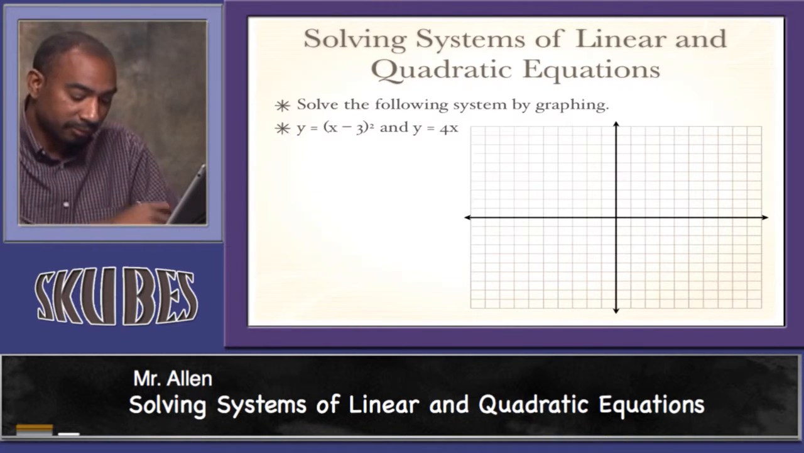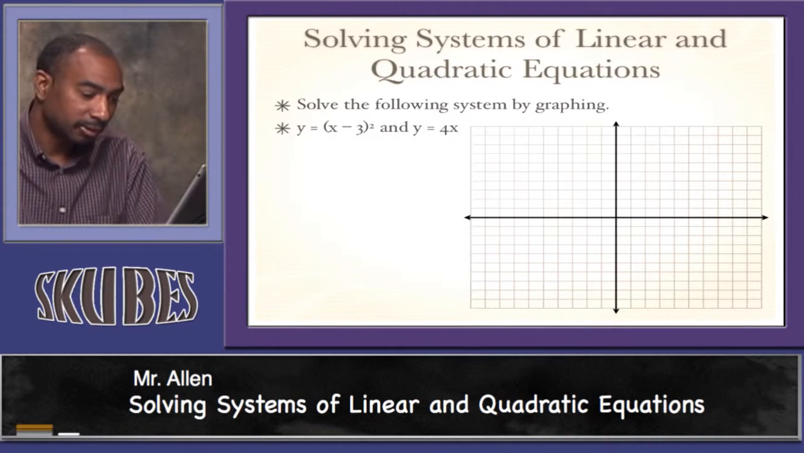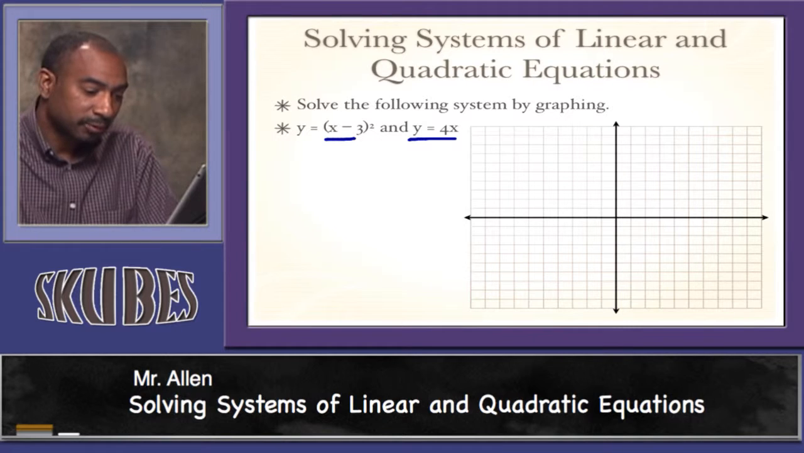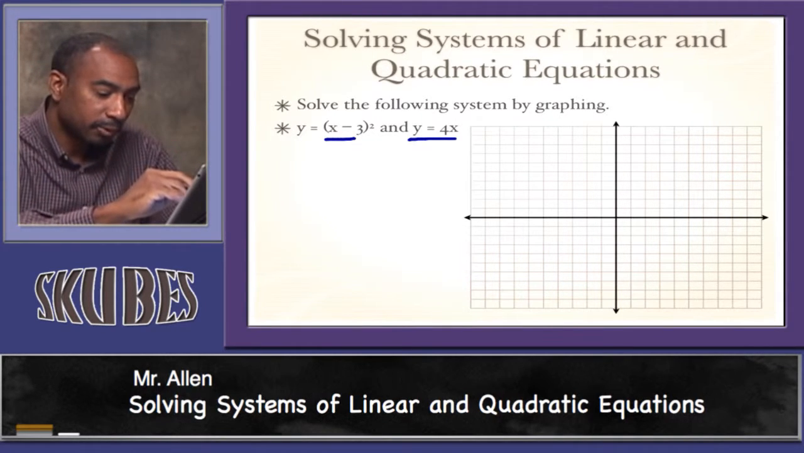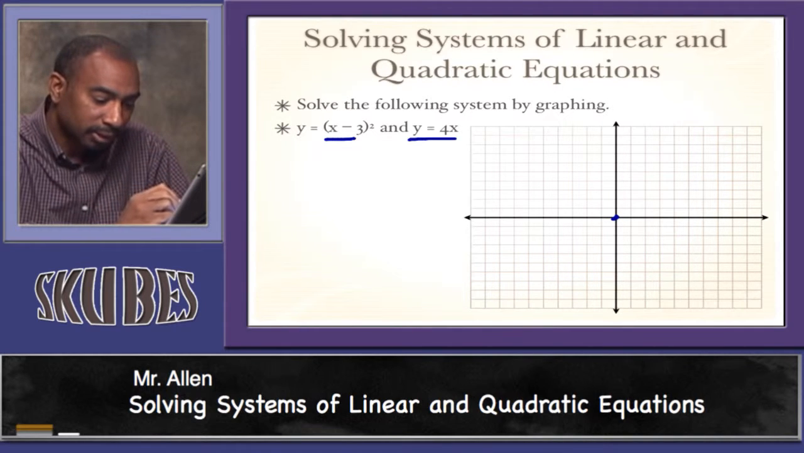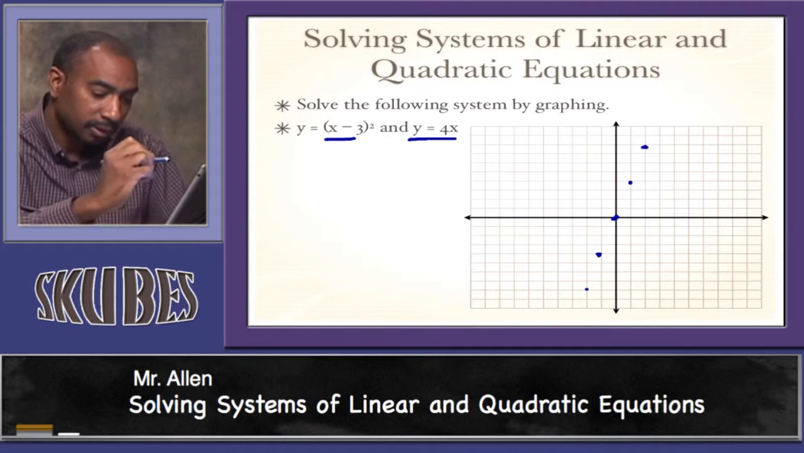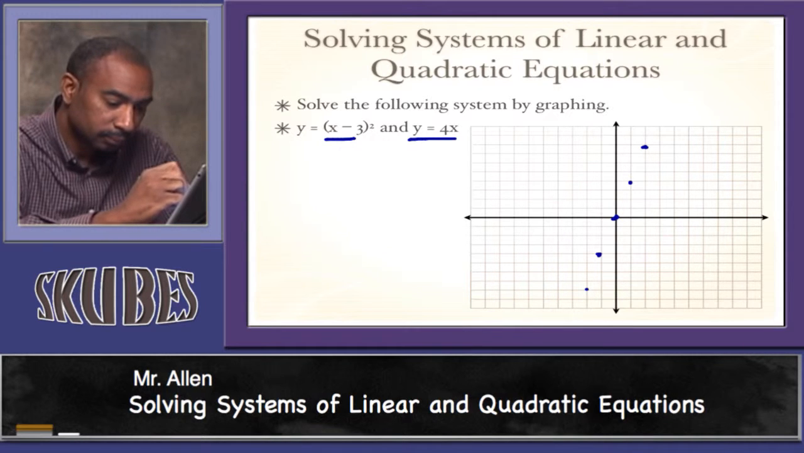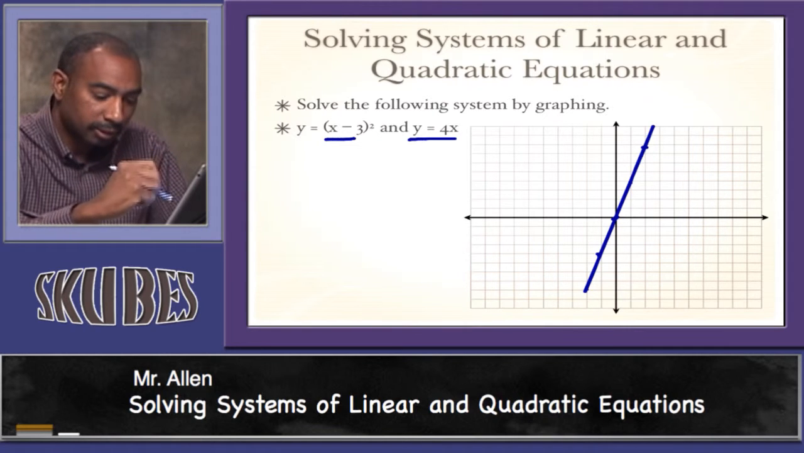All right, solve the following system by graphing. So we have a similar case here where we have a quadratic and we have a linear function. y equals 4x. Well, the slope's going to be 4, but the y-intercept is 0. So you start here. And you can count over 1 and then go up 4. 1, 2, 3, 4. And so on. Or I can go to the left 1 and count down 1, 2, 3, 4. And you're going to connect those. And that's what that looks like.